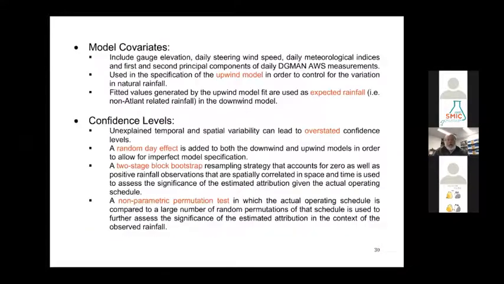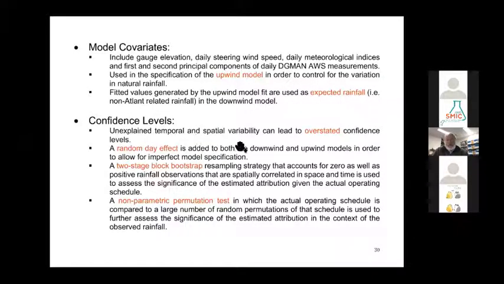The model covariates used in our models come from all the various sources that were there, mainly used in setting up the upwind model. This was then used to define expected rainfall, which was then used in the downwind model as the main covariate, as you'll see.